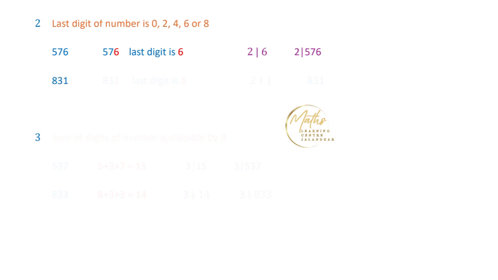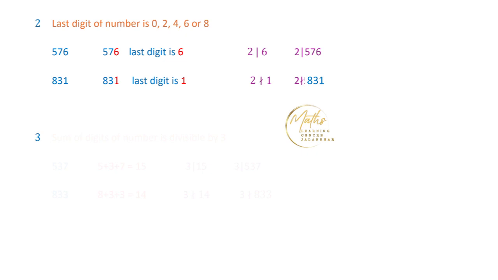Next we are considering the example 831 and we have to check whether it is divisible by 2 or not. The last digit of this number 831 is 1. So 2 does not divide this last digit 1. It means 2 will not divide the number 831.